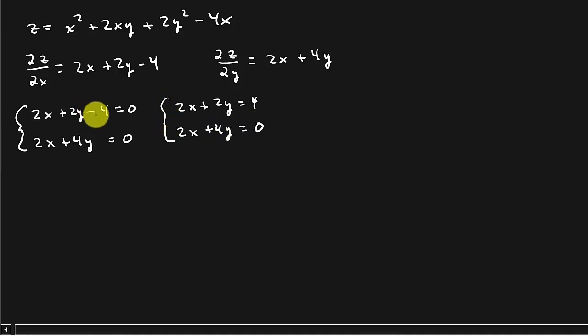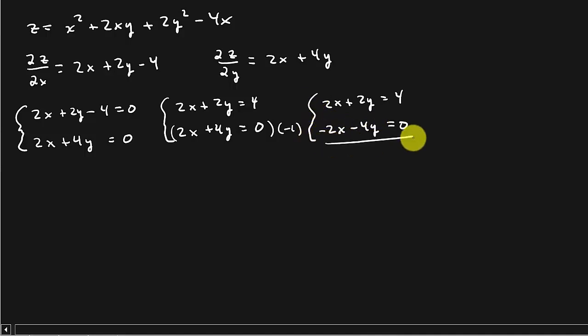I moved the 4 over, just got x and y by itself. So I need to solve this. We can use the addition method. So I can multiply this one by negative 1. That's going to give me 2x plus 2y equals 4, and negative 2x minus 4y equals 0. And then when I add them together, I'm going to get negative 2y equals 4. So y equals negative 2.